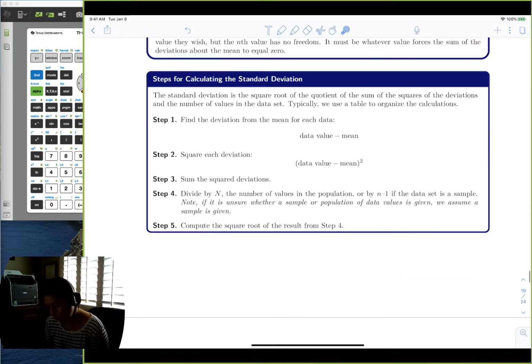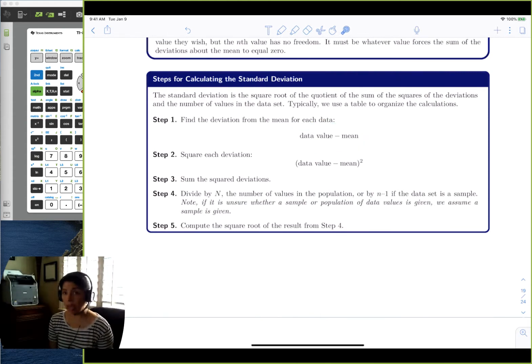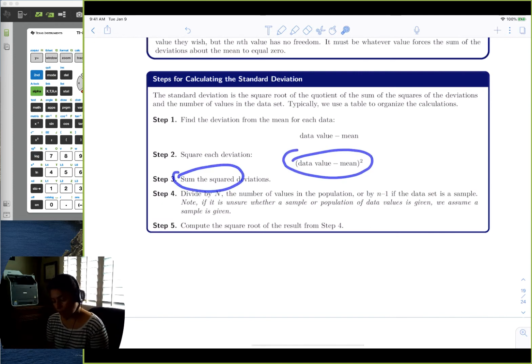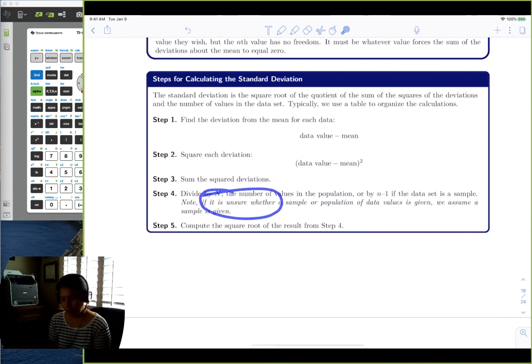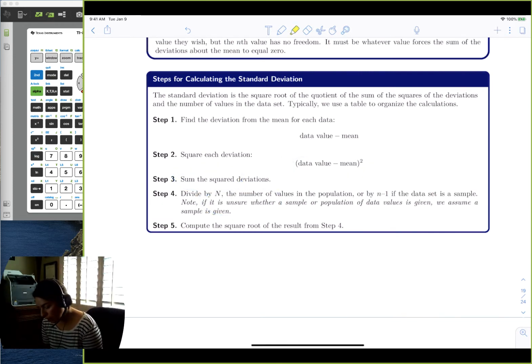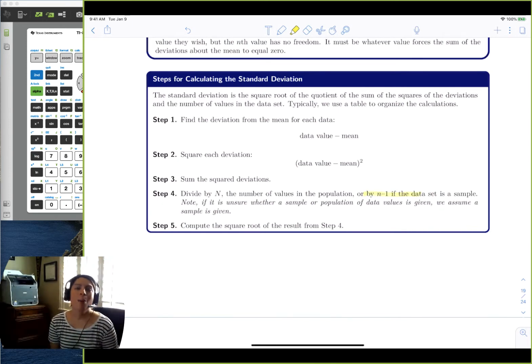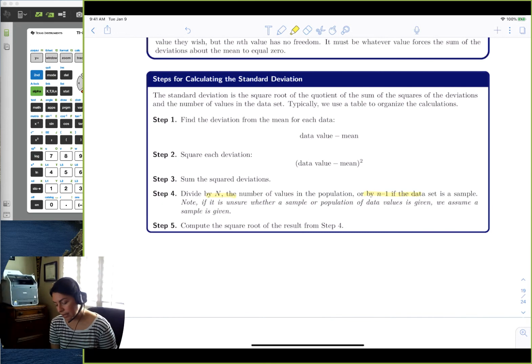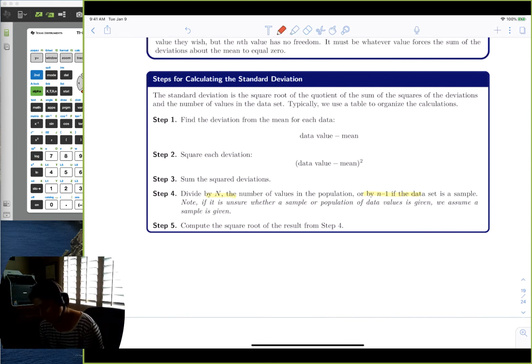So here is the formula, right? You would take each data value and subtract the mean. You would need the average first, right? Then square it, then add them all up, and then divide by n minus 1. We are always going to divide by n minus 1 because we always assume sampling. But if we're given that it's a population, then we can go ahead and divide by n, and then we take the square root. So step 5, don't forget about step 5. This is the square root.